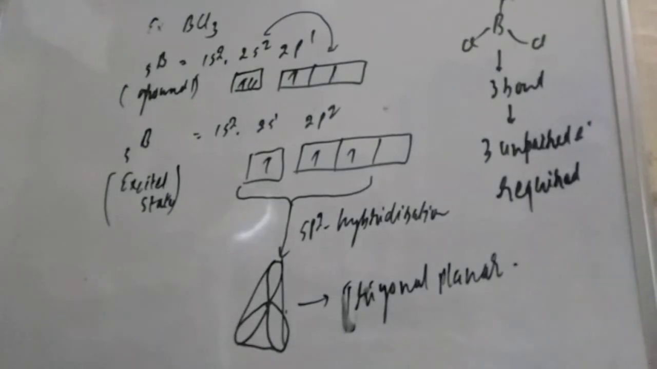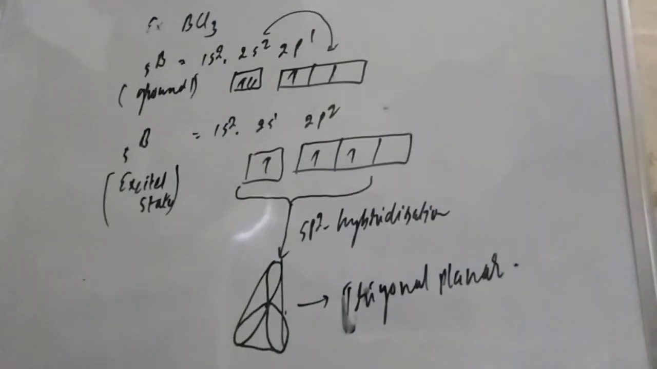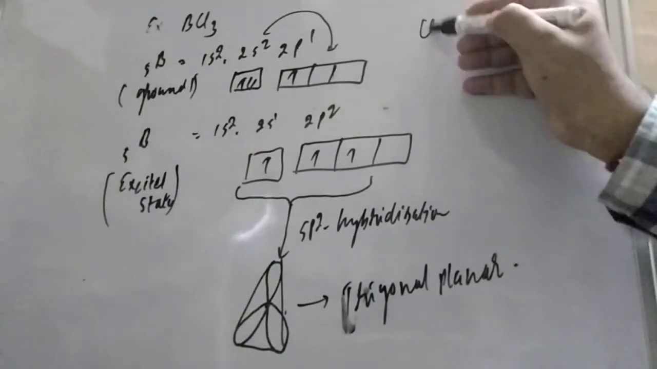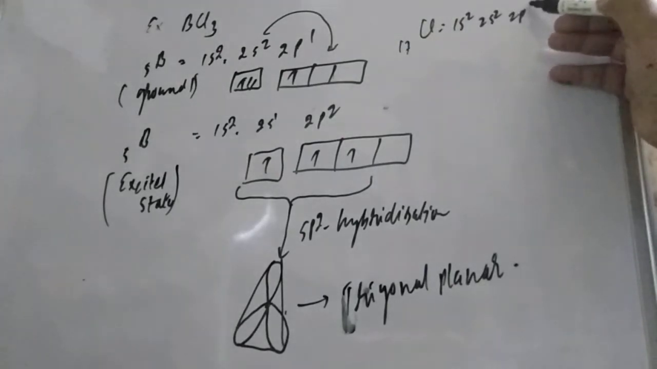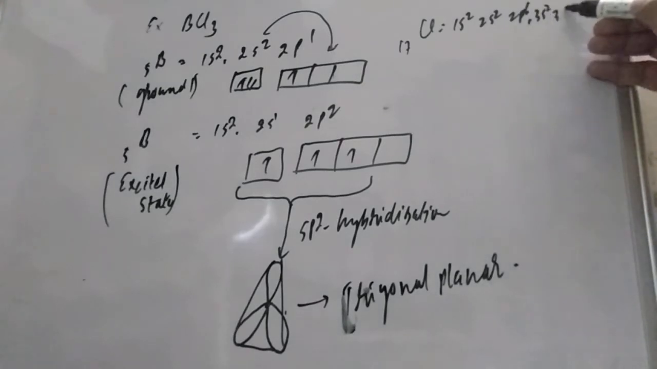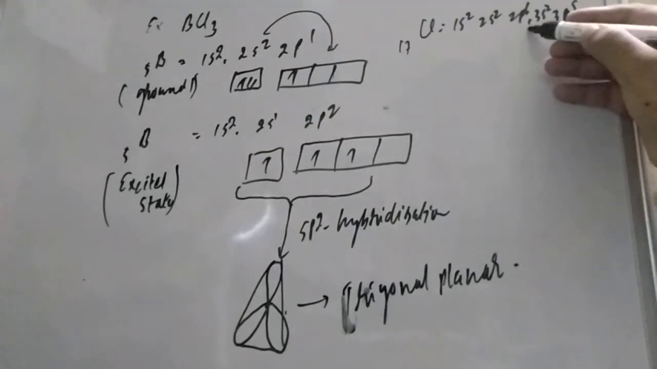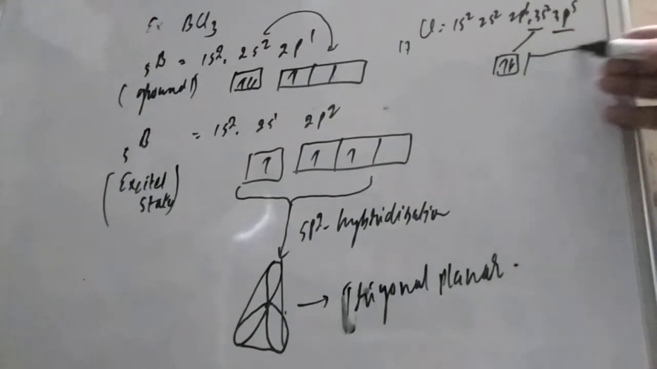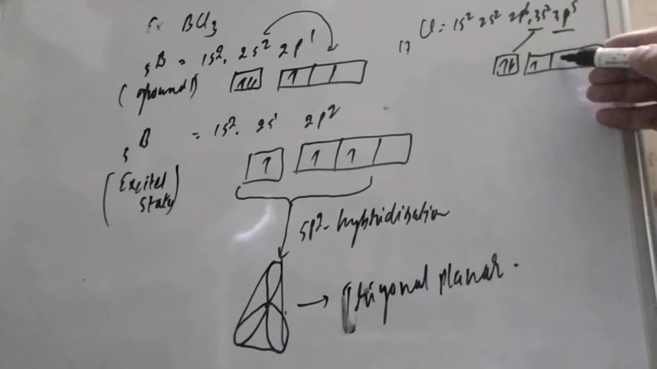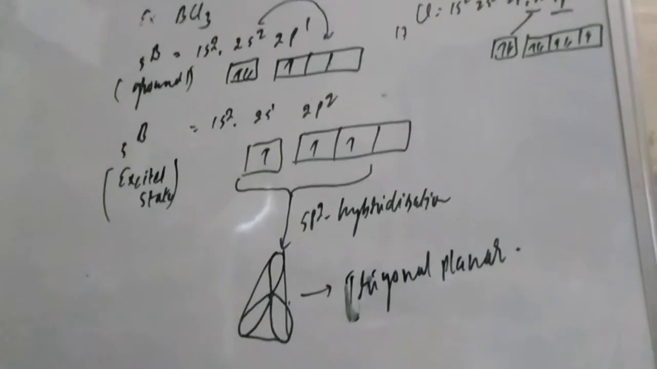Now, student, here it is BCl3. For boron we studied, but what about the chlorine atom? If you go for the chlorine atom, you can check that chlorine has atomic number 17. So the configuration is 1s2, 2s2, 2p6, 3s2 and 3p5. So this is the valence electrons, student. If you look at the orbitals, the unpaired electron count is 1, 2, 3, 4, 5.